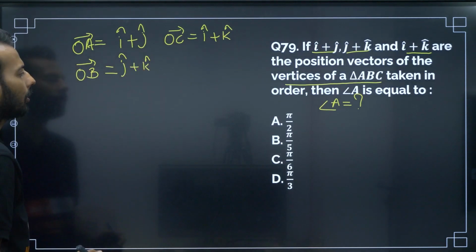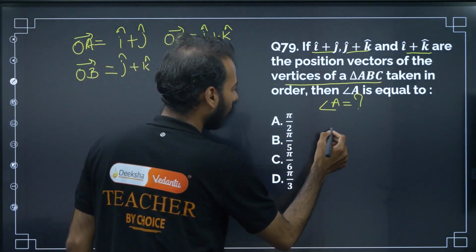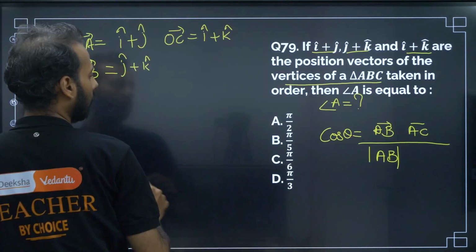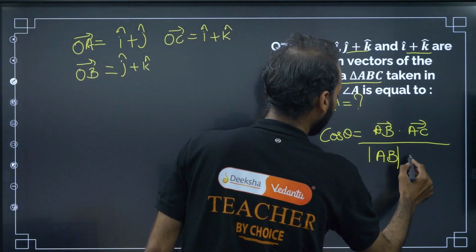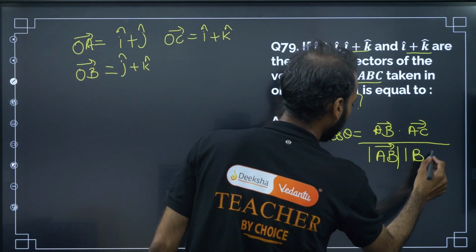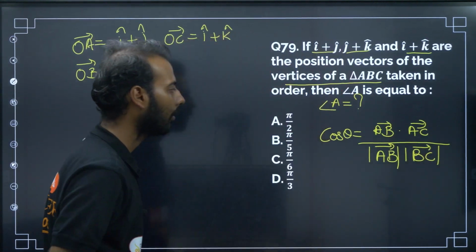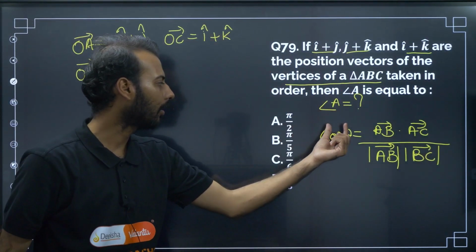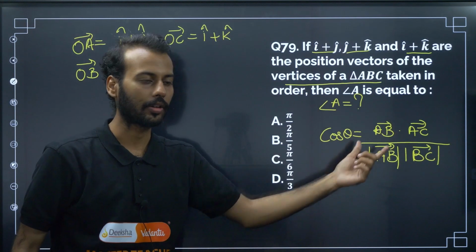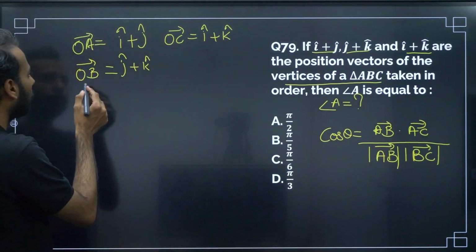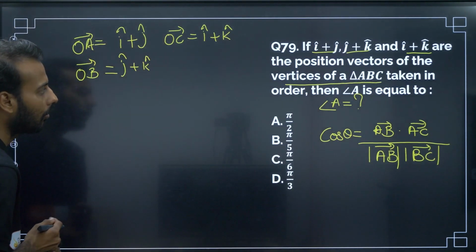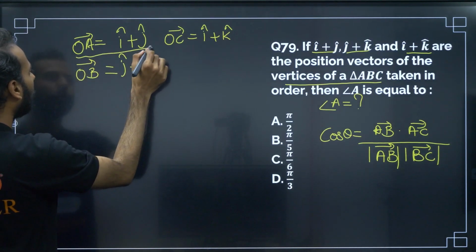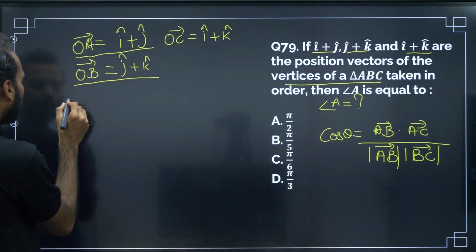so OA, OB, OC they have given. Try to recall one formula. Cos theta is equal to AB dot AC divided by magnitude of AB, magnitude of AC. Whenever they are asking angle, we take this formula. Here OA, OB, OC values are given. To find AB, what do we do? These two vectors we have to consider.